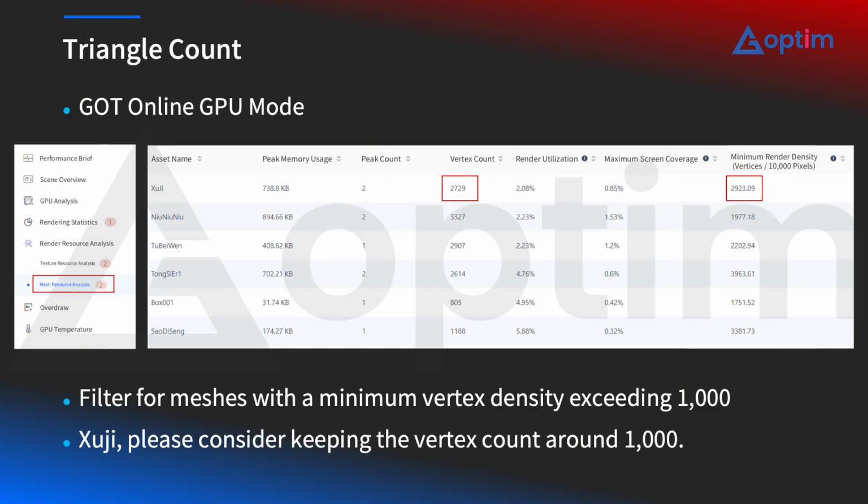For example, a model named Suji has 2,729 vertices and a corresponding rendering density of 2,123. According to our target, it should ideally converge toward around 1,000. From this, we can estimate an optimization ratio of roughly dividing by 2.9. After optimization, its vertex count would be reduced to approximately 1,000. With this approach, we can quickly identify which models are over-designed in terms of vertex count and how much they should be reduced.